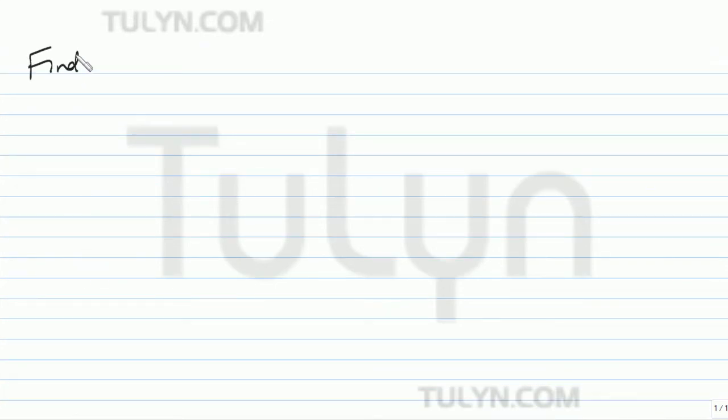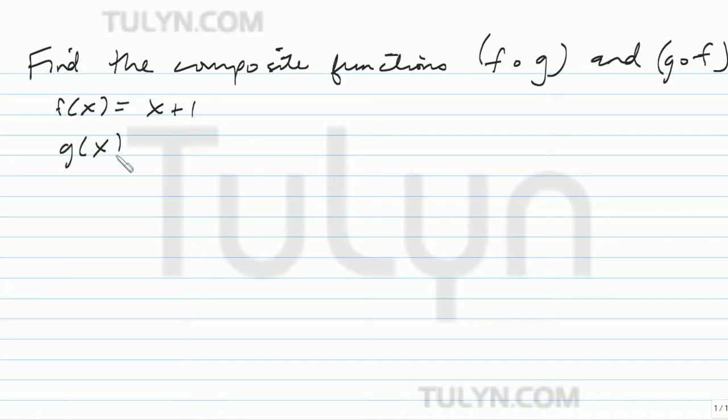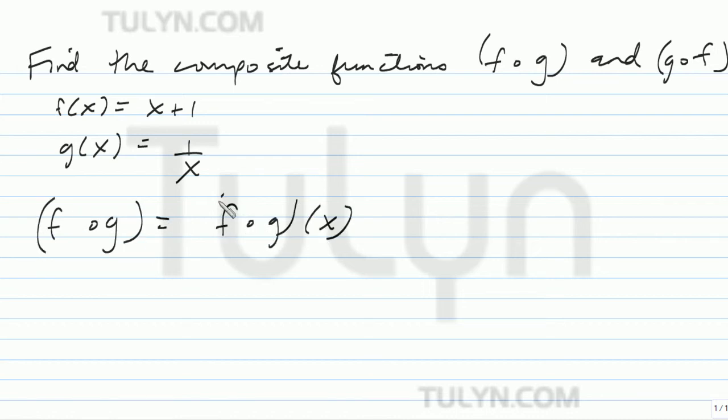Find the composite functions f of g and g of f. f of x equals x plus 1, and g of x equals 1 over x. Right? And then what you're going to do is find f of g first. That equals f of g of x.